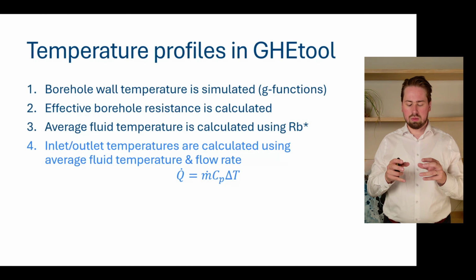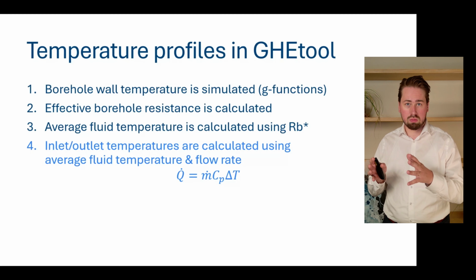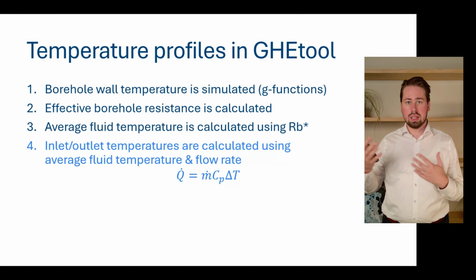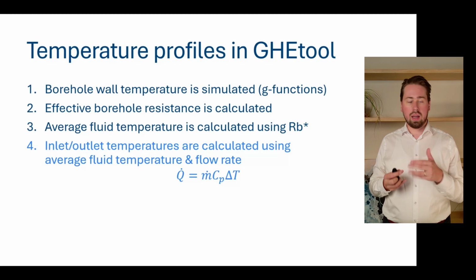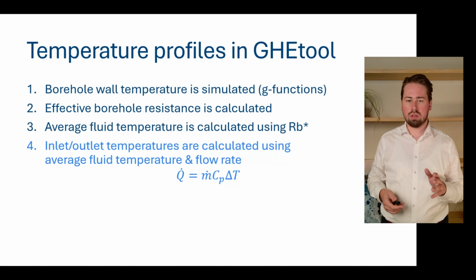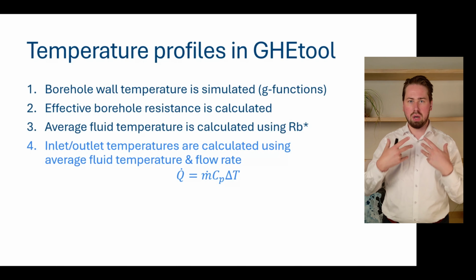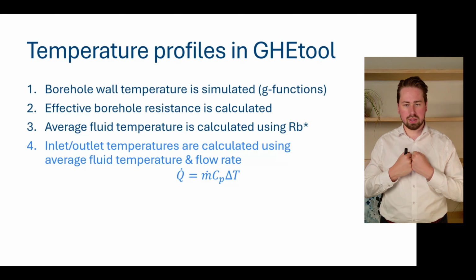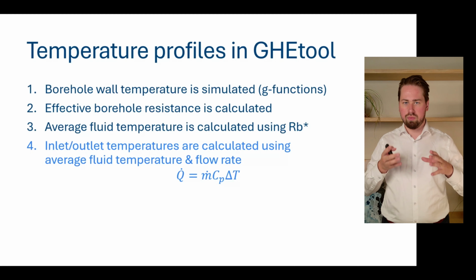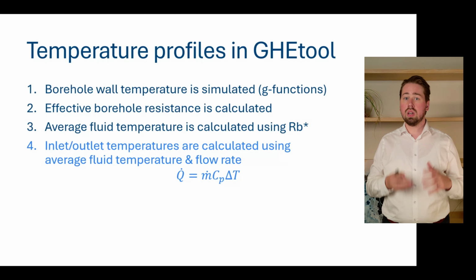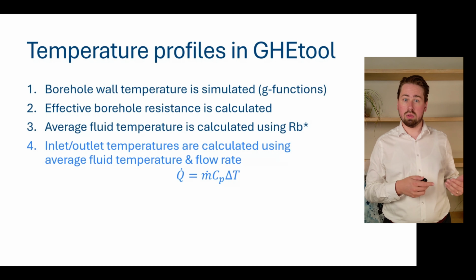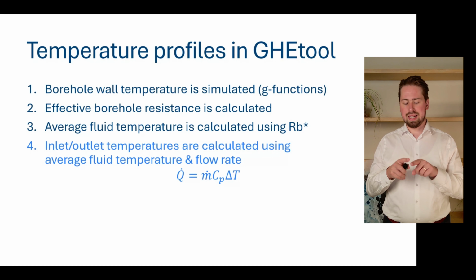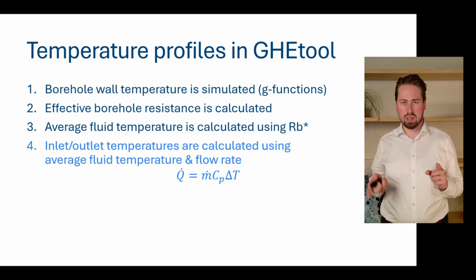And the way we do that is we know from step 3 the average fluid temperature across the entire borehole. But we also know the flow rate, which again can be constant or variable. And we have this very famous formula we already covered in the past that says, if we have a certain power being extracted from the bore field, that power is equal to the mass flow rate through this bore field multiplied by the specific heat capacity of the fluid, which we know for a certain temperature, multiplied by the temperature difference between the inlet and the outlet.